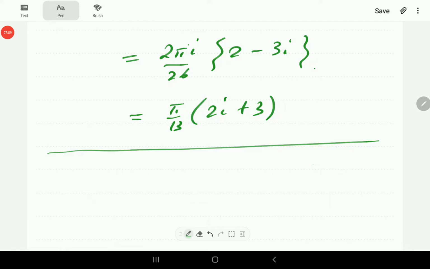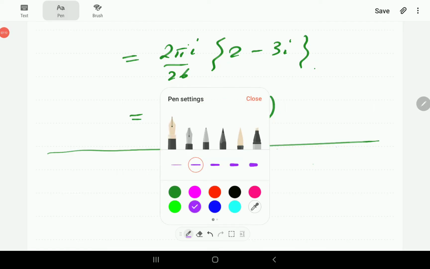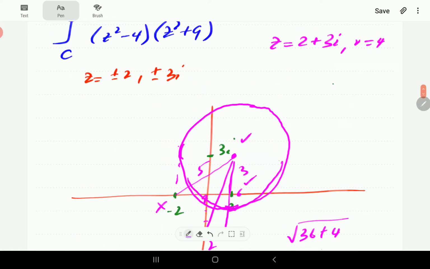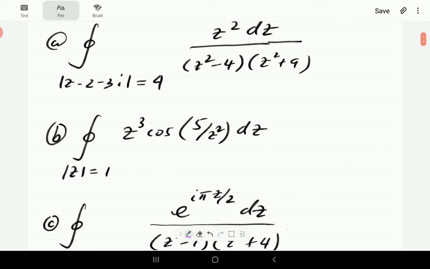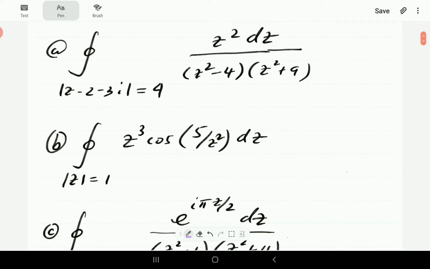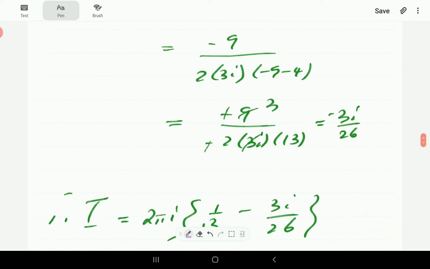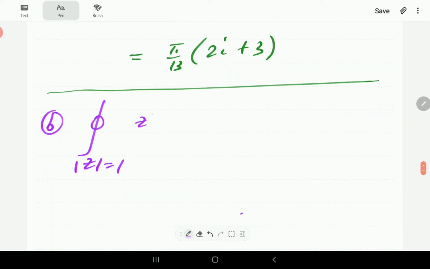So that's going to be the value of our integral there. And then now going on to the second example. So in B, we have got the integral around the unit circle of z cubed cosine of 5 over z squared. Okay, so z cubed here, cosine of 5 over z squared dz.